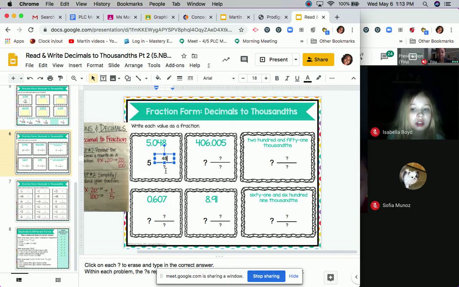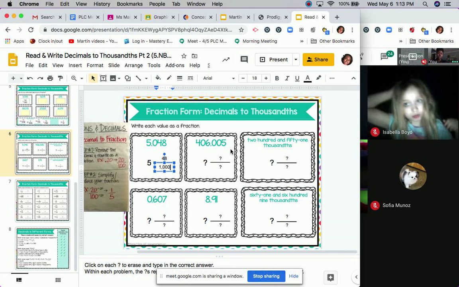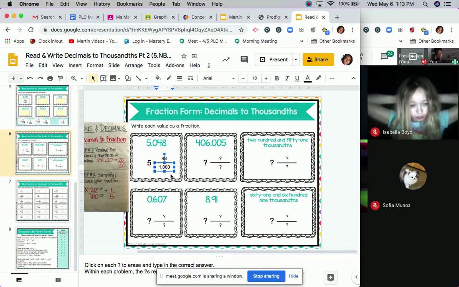So you see how being able to read it is going to tell you exactly what the fraction is. 48 on top, and then on bottom we said thousandths, so I'm going to turn that into 1,000. 48 goes on top, thousands go on the bottom. There you go. 5 and 48 thousandths. So there you go. There's your fraction. That's essentially what you're doing. As long as you can read it, you can say it.